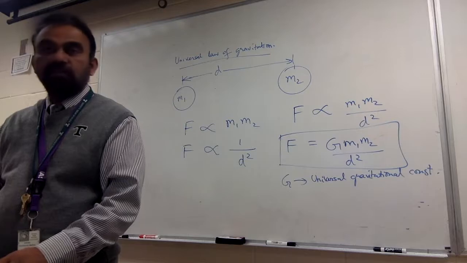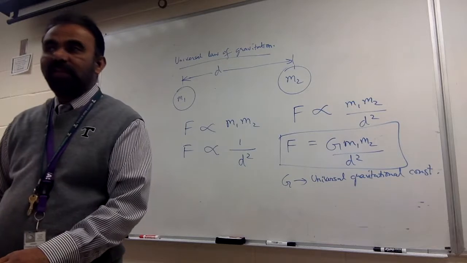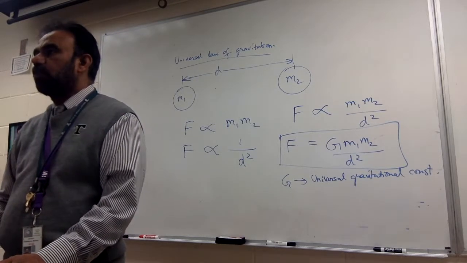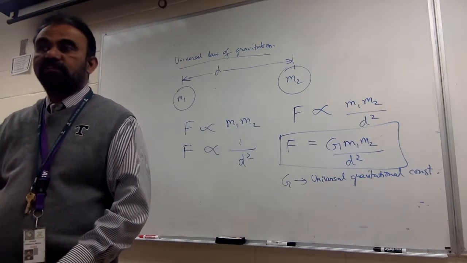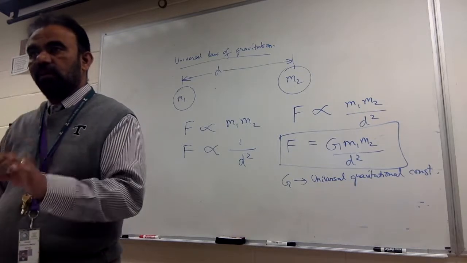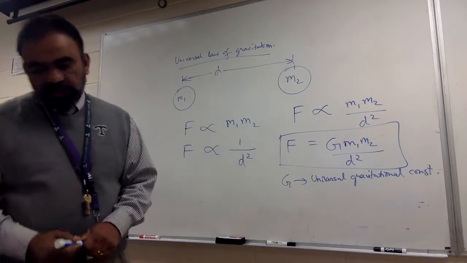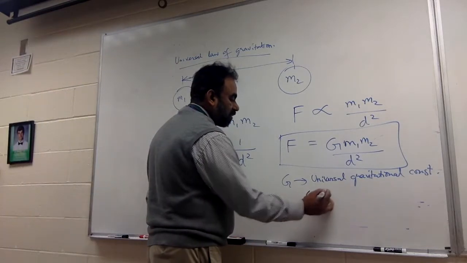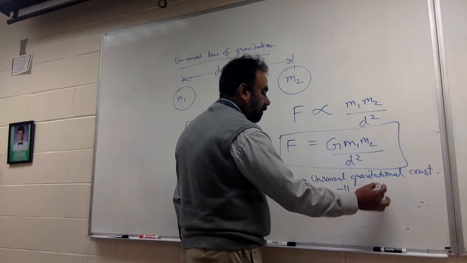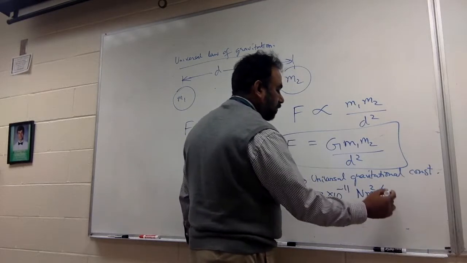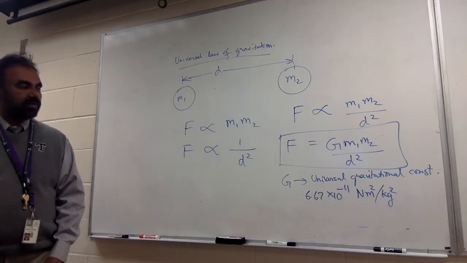And the universal gravitational constant, why is it called universal? Because it's the same thing anywhere in the universe. Everywhere in the universe, any two masses will behave this way. So the constant of proportionality is a fixed number for anywhere in the universe. And it is 6.67 times 10 to the power of negative 11 Newton meter squared per kilogram squared.